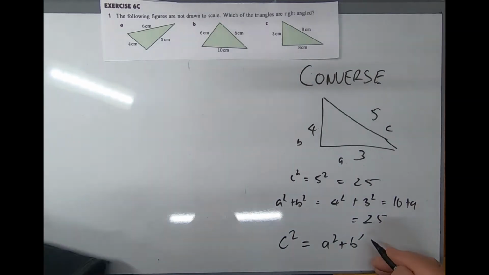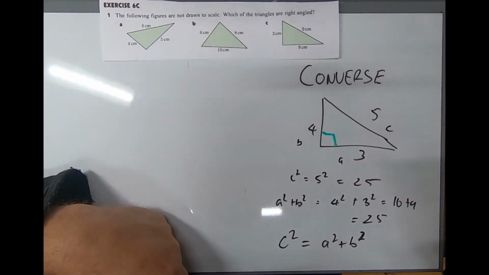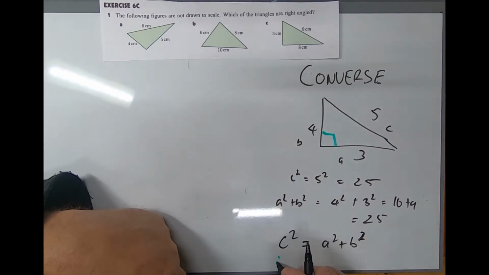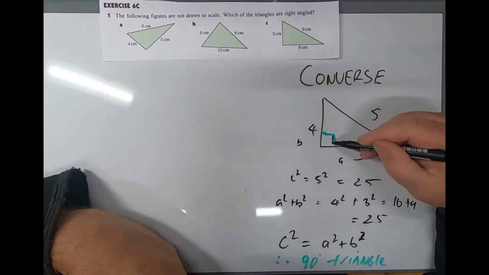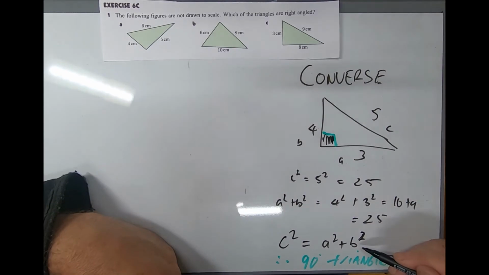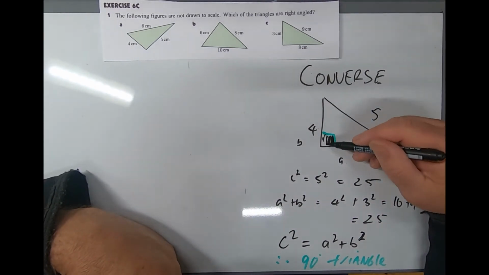If Pythagoras' theorem is true, therefore, that's 90 degrees. So that's what we mean by converse. Pythagoras' theorem is one of those theorems that works backwards and forwards. If it's a right-angled triangle, then this is true. And if you do all the sides, then this is true. Therefore, it's a right-angled triangle.